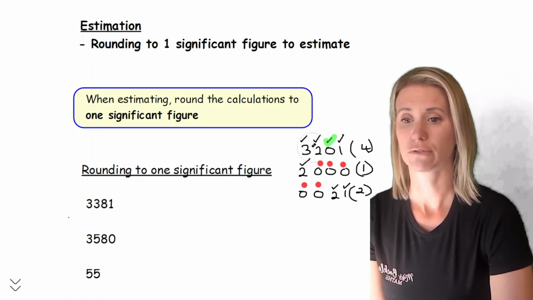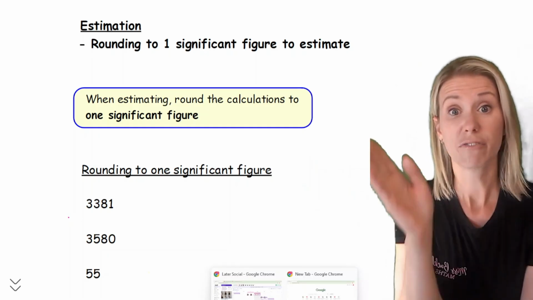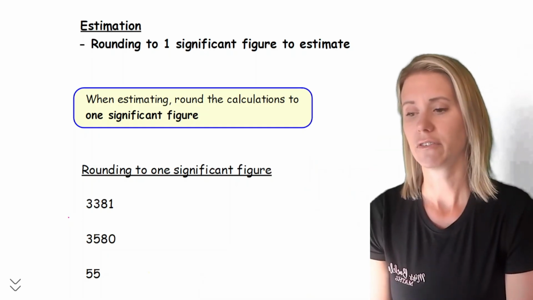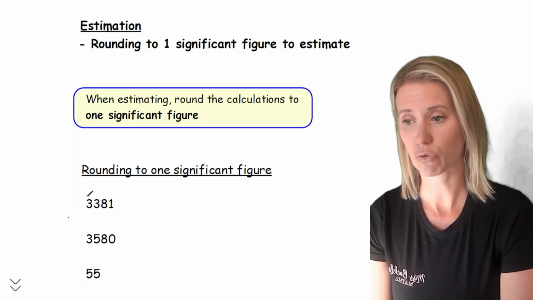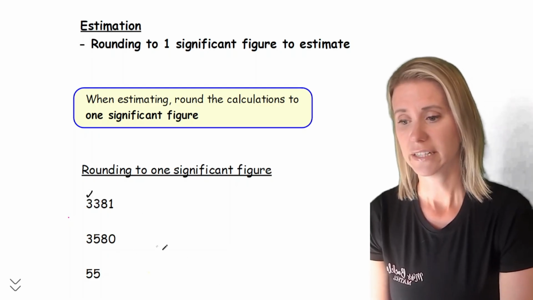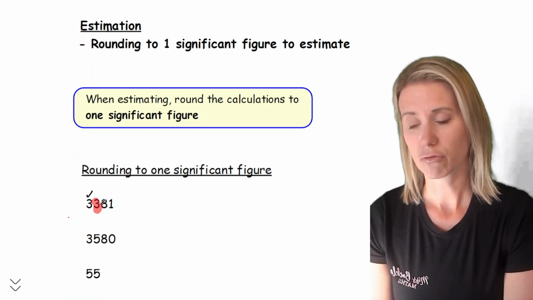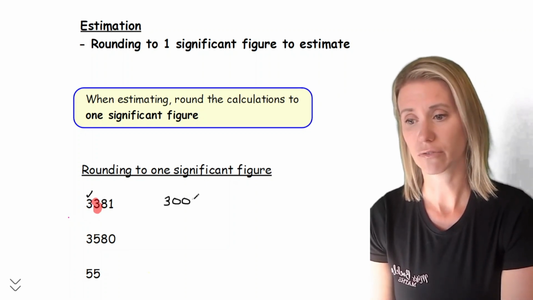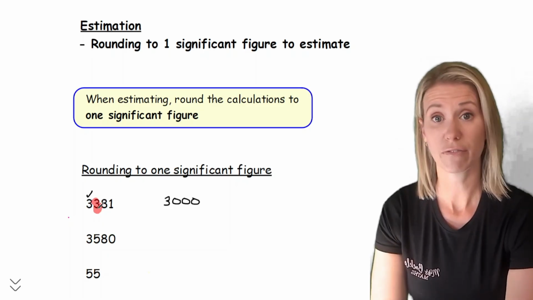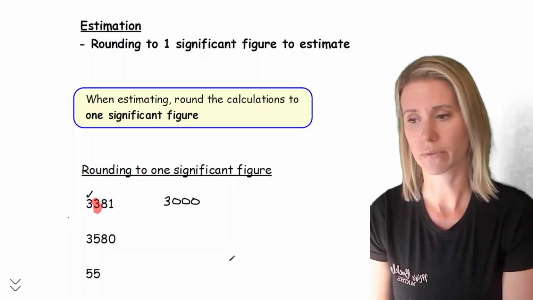So we want to round to one significant figure. That means that we only want one number followed by zeros. 3,381, our first digit is a 3. That's our first significant figure. Now the number after that tells us if we're going to round up. 3,381 is closer to 3,000 than 4,000 because 5 or more we would round up, but because it's not, we round down to 3,000.